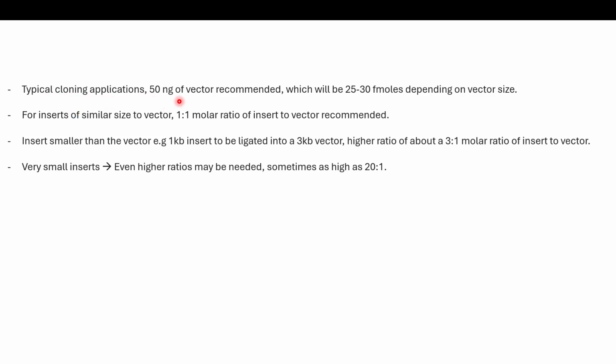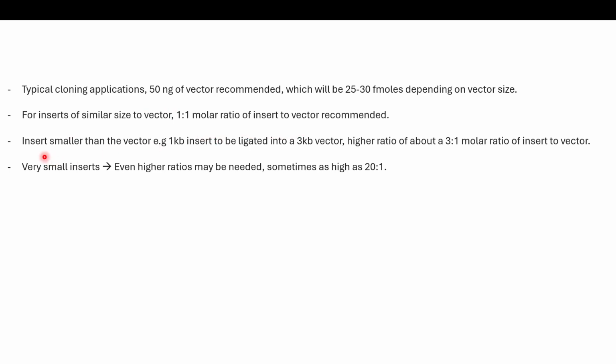Again, I was talking about enzymes for setting up any ligation reaction or restriction enzyme reactions. For cloning, the reaction conditions can also depend on the company from where you are getting your required reagents, but more or less the principle is the same. So suppose 50 nanogram of vector is recommended, which will approximately be this many moles, depending on the vector size. Now for inserts having sizes similar to the vector, 1 is to 1 molar ratio is recommended, right?